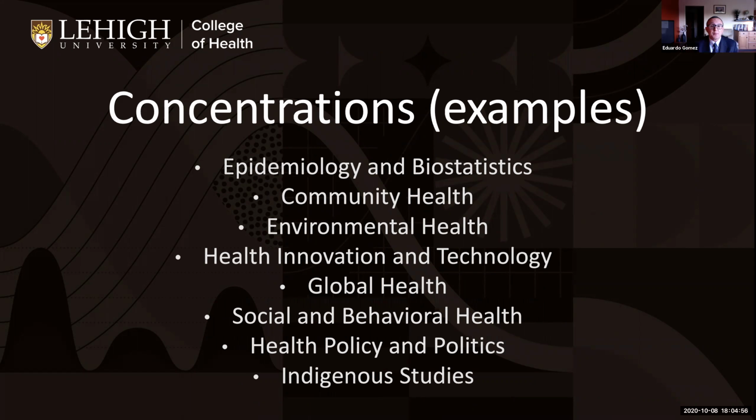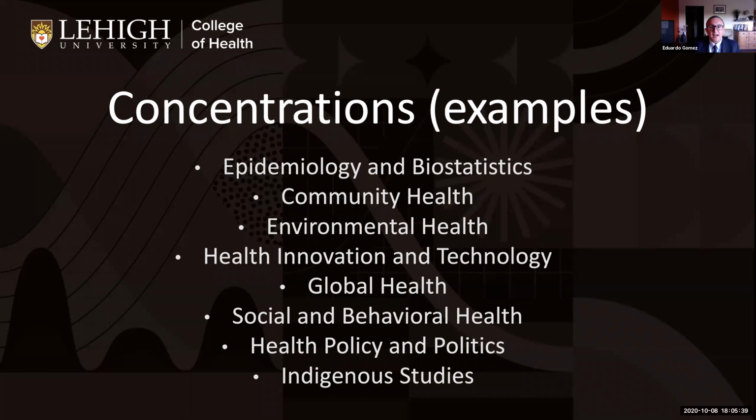The first one, for example, is epidemiology and biostatistics. Another one is community health and population health, environmental health, health innovation and technology, and global health, which is my area of research, looking at how international organizations and governments are responding to critical population health issues. Then social and behavioral health, and health policy and politics, which is my area of expertise, looking at how policy is created and the political factors that go into that in response to population health. Of course, that's very relevant today in COVID-19, but also indigenous studies. These are all some possible concentrations that you can look at.